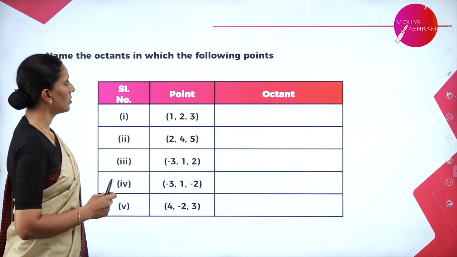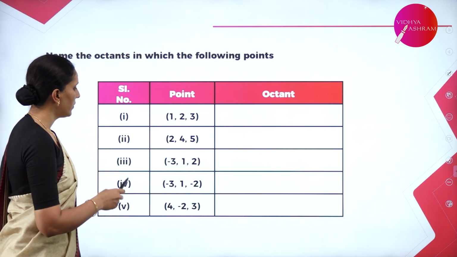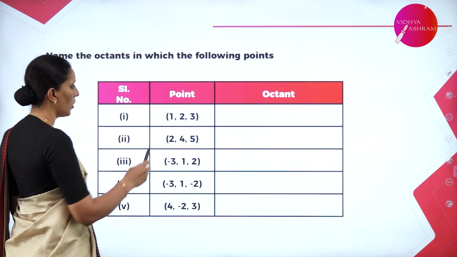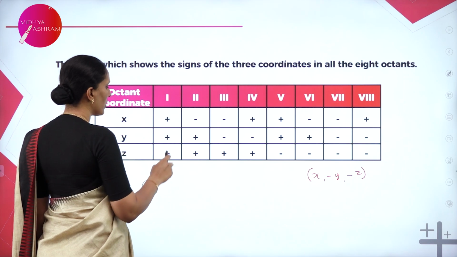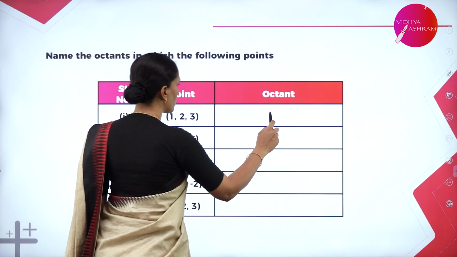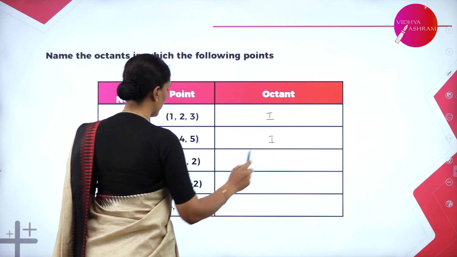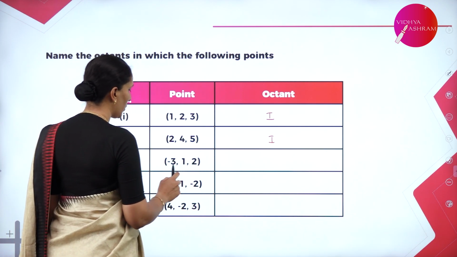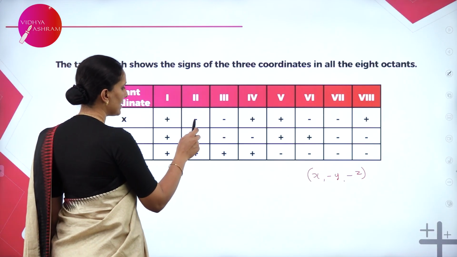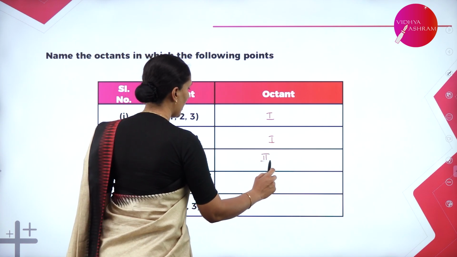Name the octants in which the following points lie. So here we have the points, and I need to find the respective octant. 1, 2, 3: all are positive, so it belongs to the first octant. 2, 4, 5, obviously the first octant. Minus 3, 1, 2: x is negative, y and z are positive. So this point lies in the second octant.